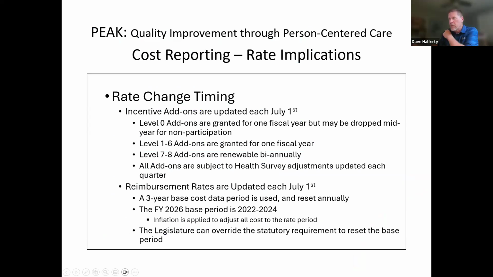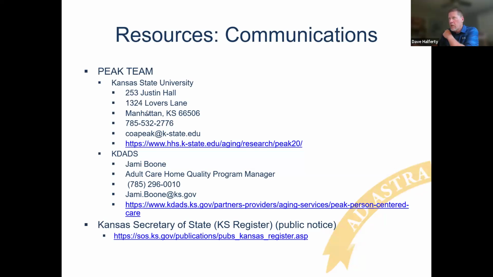The last thing I wanted to share is the resources that are available to you. You've got really a dual team for PEAK. You've got K-State, JC and her staff, and the others at the Center on Aging that help with PEAK. And then you've got KDADS staff. Recently, Jamie Boone has taken on the role of the adult care home quality program manager, so you have a resource there that's focused entirely on that. Between KDADS and K-State, there's a tremendous amount of information online at the websites listed here, but also resources available just by contacting them. So that's quite a bit of help that's available to you.